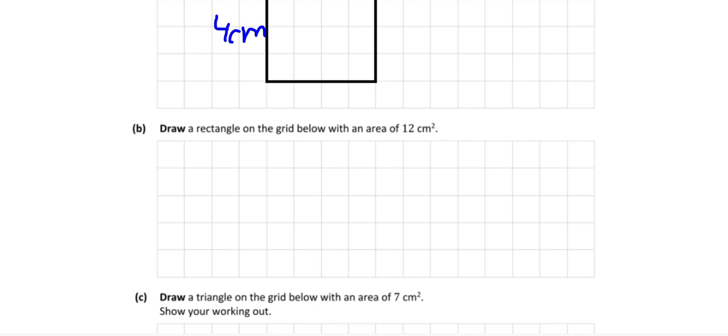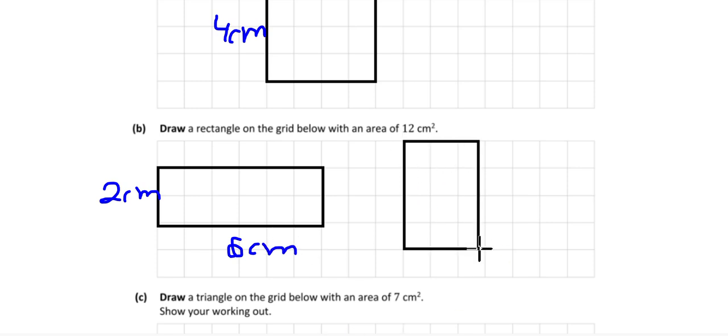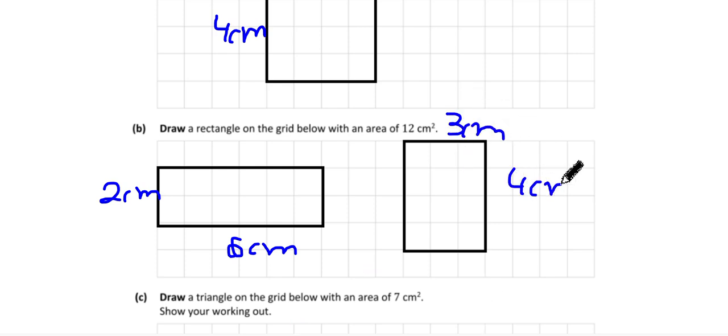Next one we did was, I think most people went for 2 and 6, but some people also went for 3 and 4. So that's 2 centimeters by 6 centimeters, and then the other one is 3 by 4, which I'll do like that. Is that okay? And once again, there are 2 rectangles that have an area of 12. So most people are on full marks.